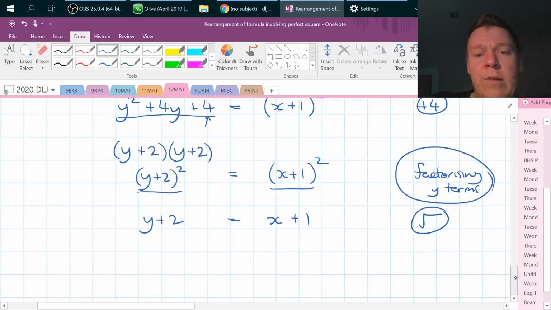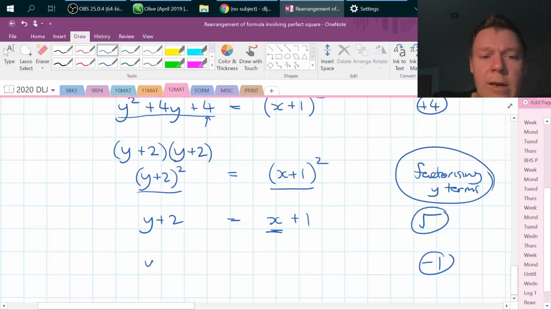The point of these problems was to isolate x, so our final step will be to subtract 1 from both sides. So we're going to end up with y plus 1 equals x, which we can rearrange to x equals y plus 1.